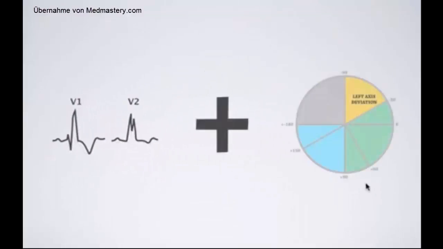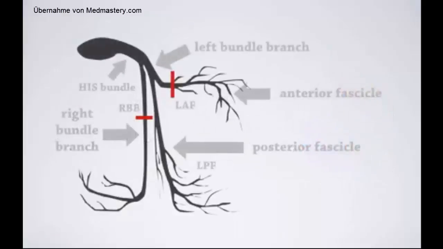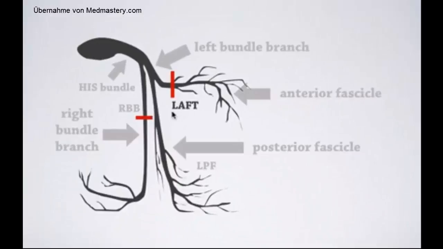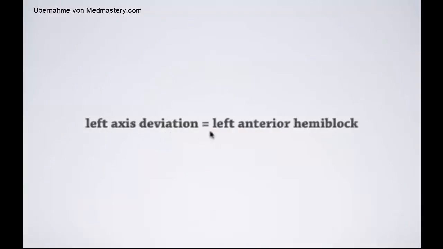If in addition to that, you also have a left axis deviation, then that means that you not only have a block of the right bundle branch, but also of the left anterior fascicle. And this entity is easy to remember because there's a mnemonic that's called left. Left meaning when you have a block of the left anterior fascicle, you have a deviation of the cardiac axis to the left. So left axis deviation is equal to left anterior hemiblock.